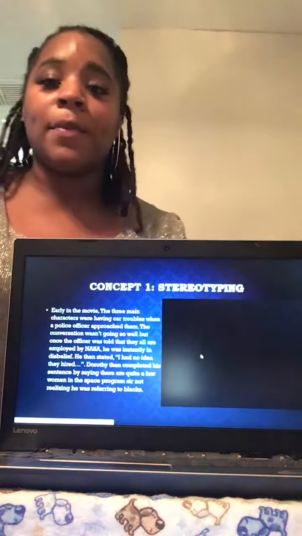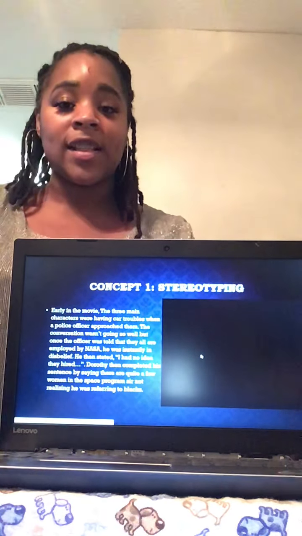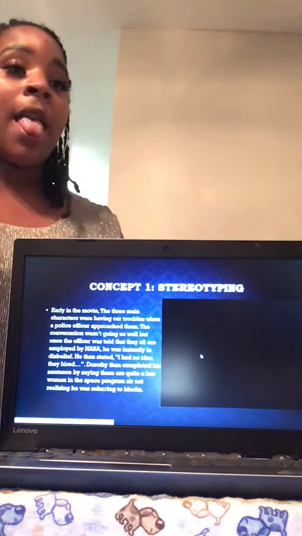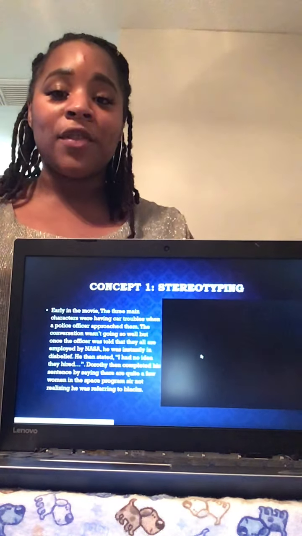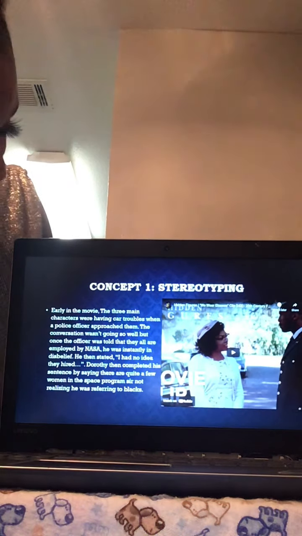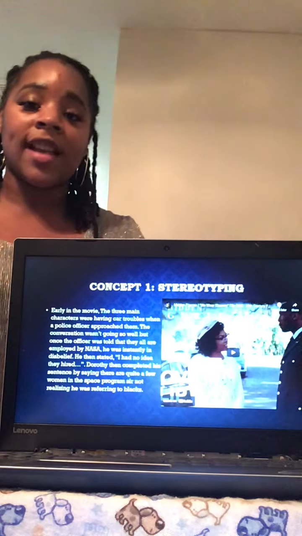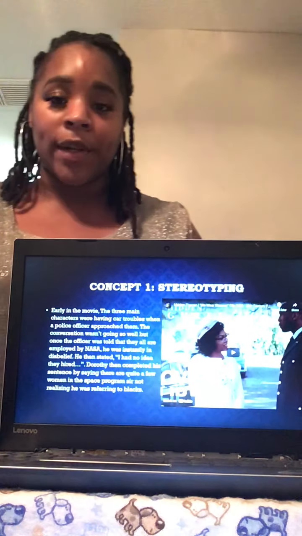I have two examples of stereotyping in this movie. However, there were several scenes of stereotyping in this movie. The first one we're going to talk about is early on in the movie. The three main characters were stuck on the side of the road. Their car broke down. They were on their way to work.